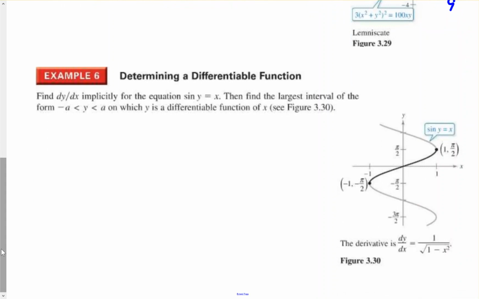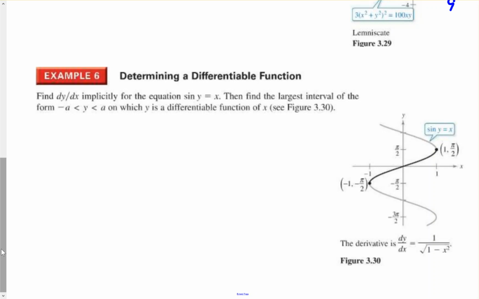Let's take a look at example 6. Find dy dx implicitly for the equation sine of y equals x. Then find the largest interval of the form negative a less than y less than a, on which y is a differentiable function of x.